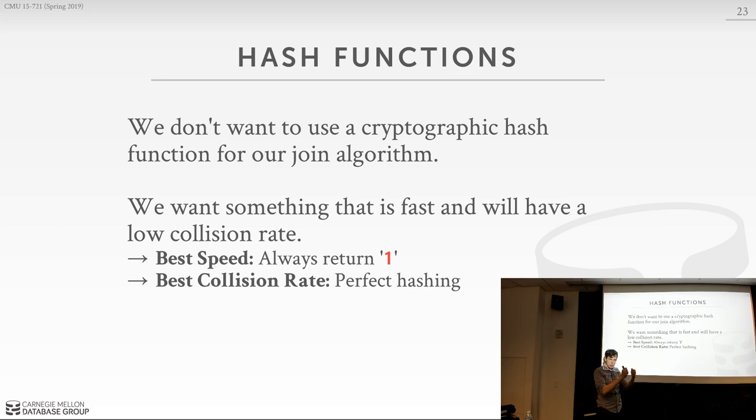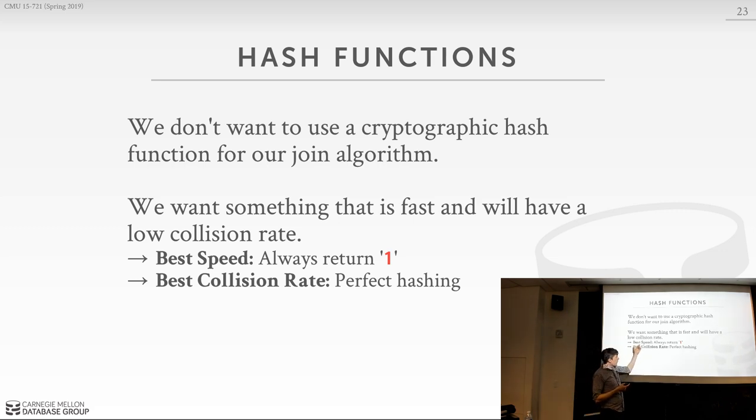We just hash it, and we want it to be fast and unique enough that our collision rate is low. So the two ends of the spectrum for how we pick our hash function is we can either be really fast or we can have a low collision rate. And these are at two opposite ends of the spectrum. So you can't have the best of both worlds. You have to pick where you want to be in the middle.